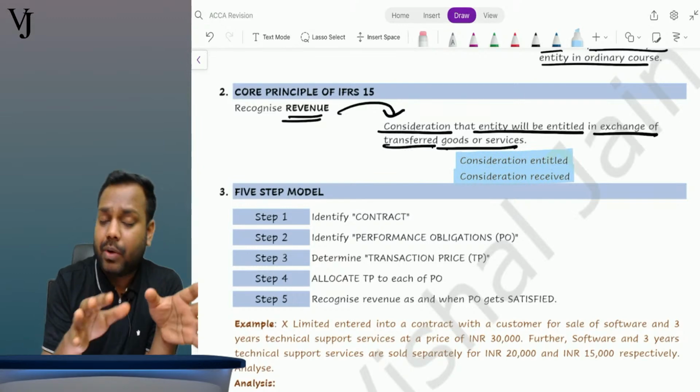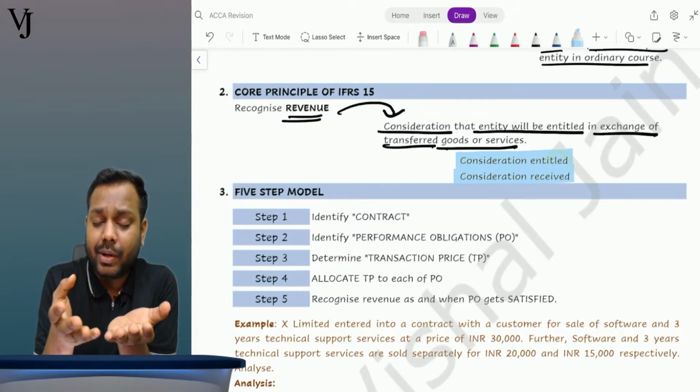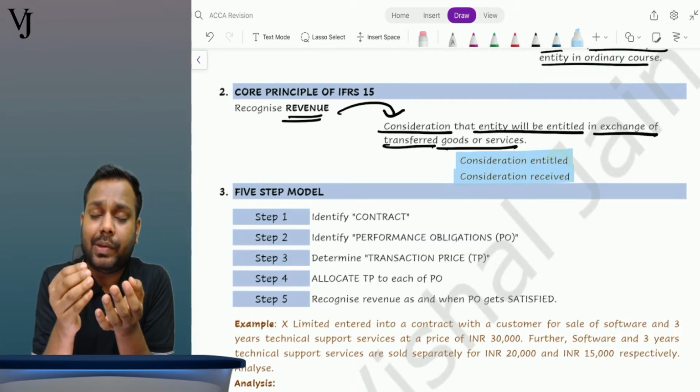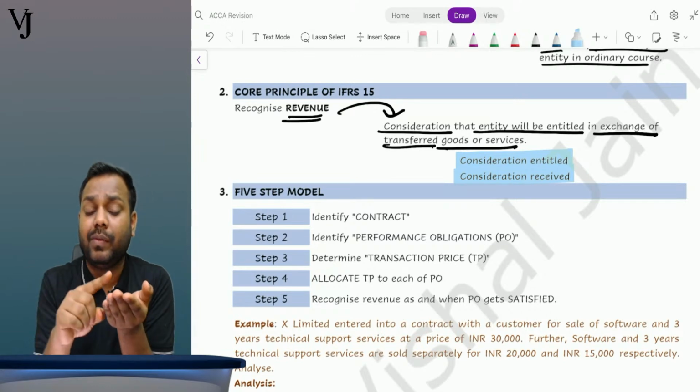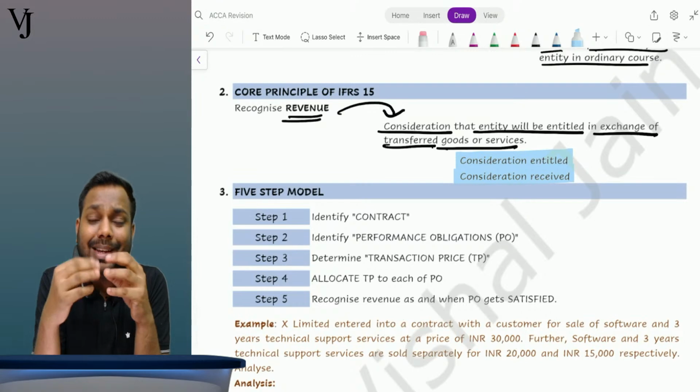I am not required to assess or think or see what is the consideration that I have received. Rather, I am required to assess what is the consideration that I am supposed to receive for the transferred goods or services.